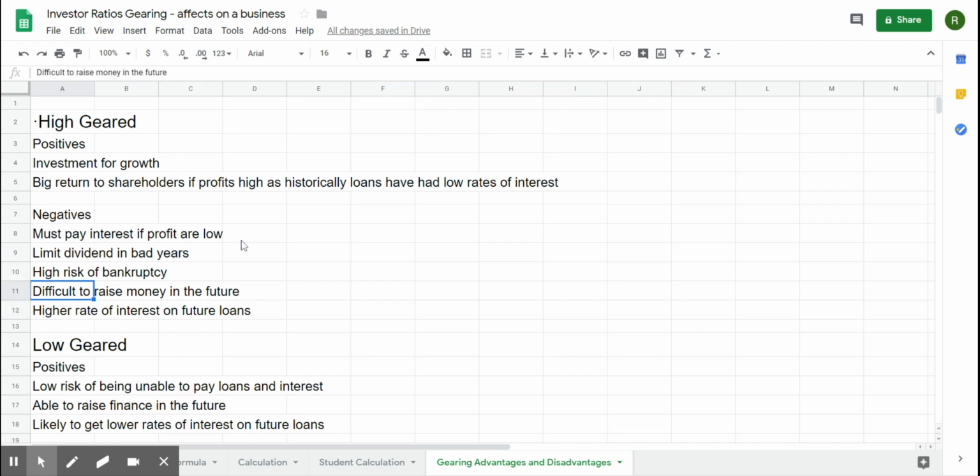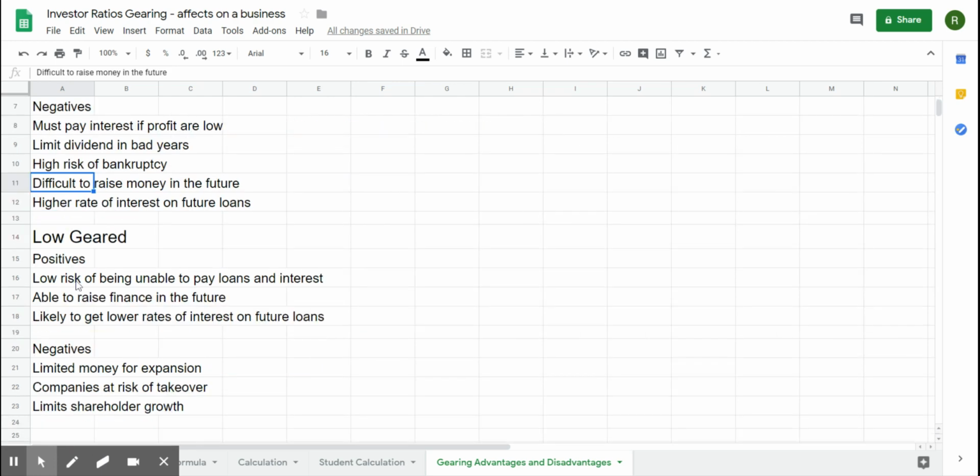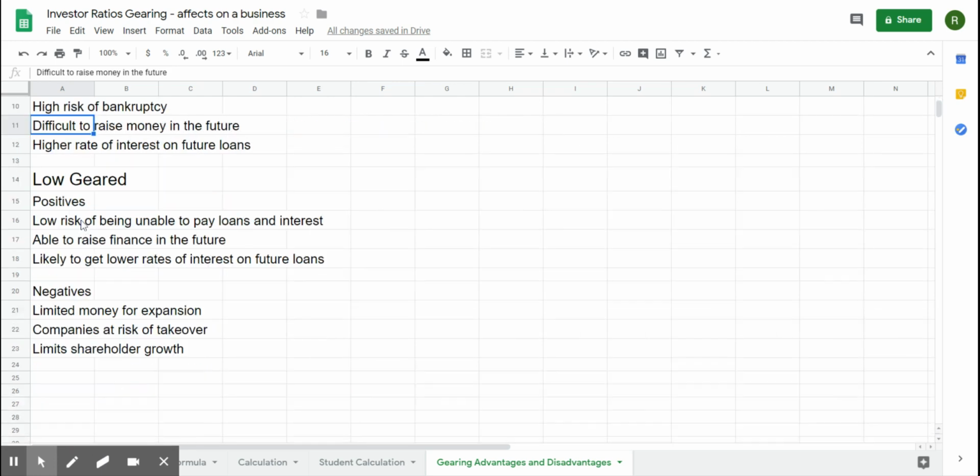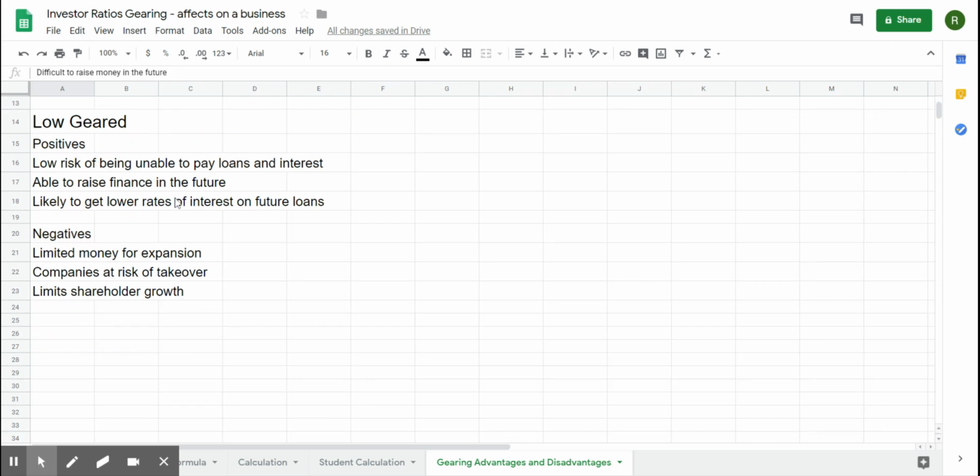Okay. And it can make it a lot more difficult to raise money in the future because banks and other people who give loans to businesses will look at this and say this business is now quite risky, and they may also charge you a higher rate of interest. So there are lots of negatives. Being lowly geared, well, there's a lot of positives to that.